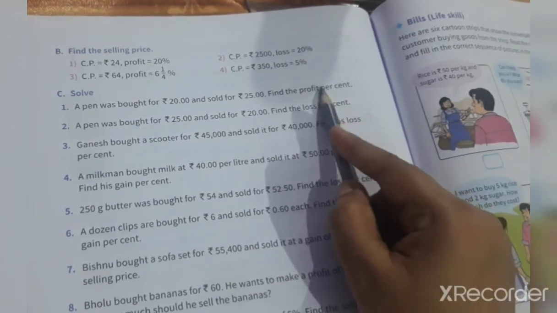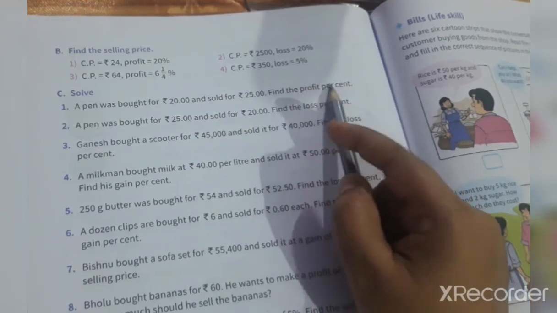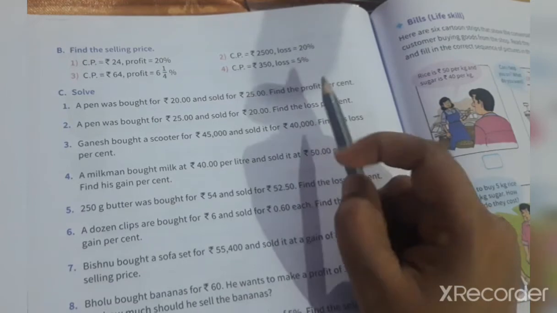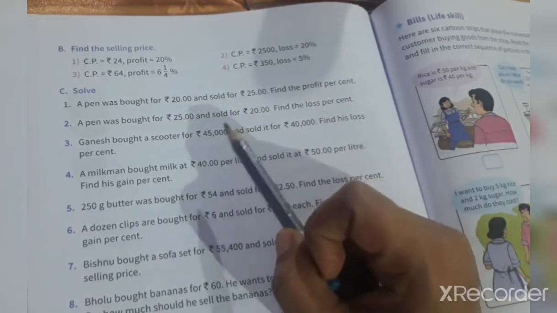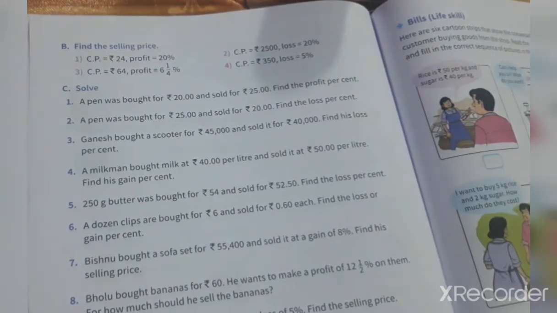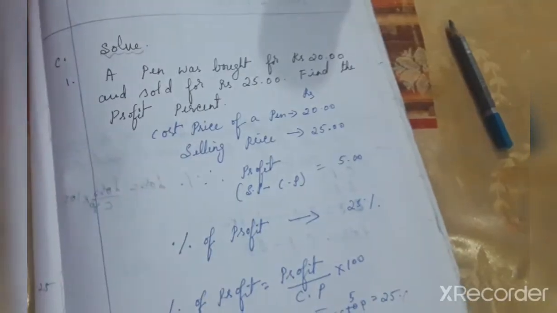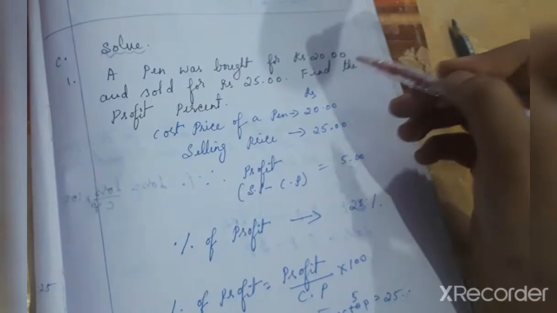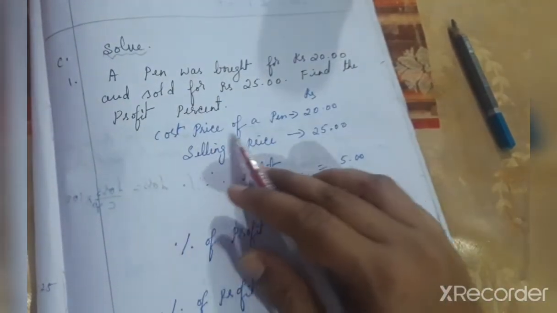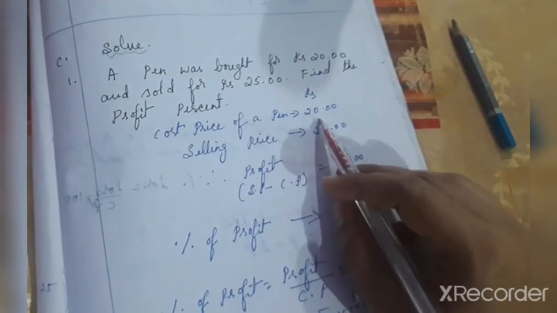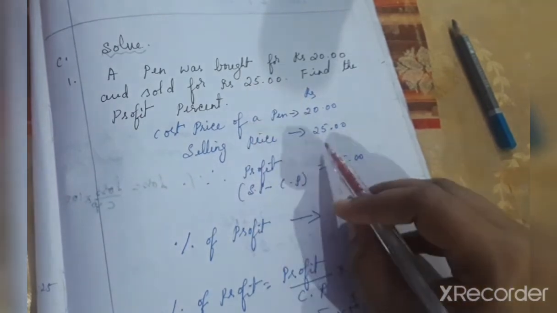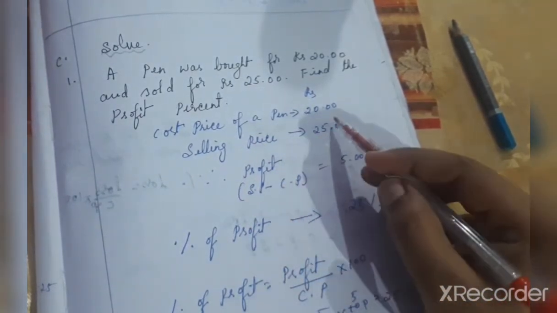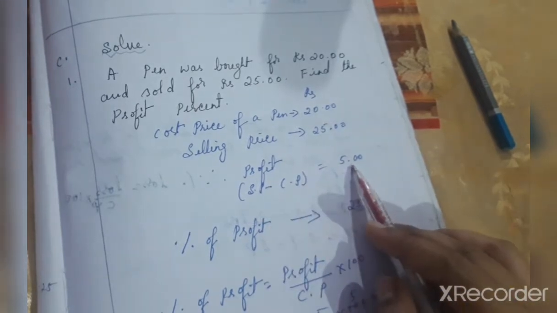Find the profit percent. To find the percentage, first we have to find the profit or loss, then the percentage. Here the cost price of a pen is 20 and the selling price of a pen is 25 rupees. Therefore profit, because selling price is greater than cost price. Profit is 5 rupees.